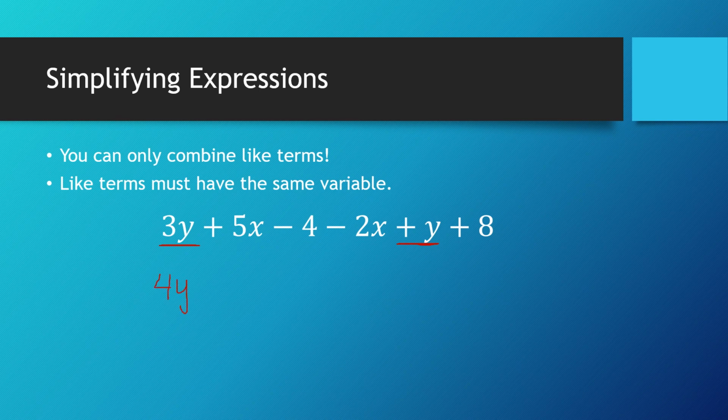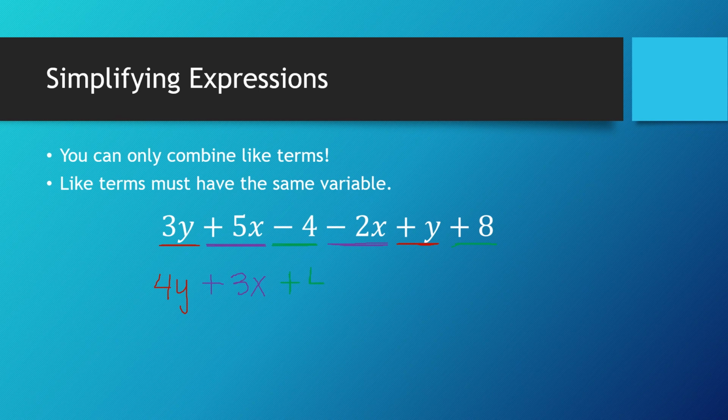And I'm going to move on to the next piece. Let's do the x's because that's what I see next. I see plus 5x and minus 2x. That would give me a total of positive 3x's. So I'm going to write plus 3x. And then the very last piece are my constants. I see a minus 4 and a plus 8. -4 plus 8 gives me positive 4. So I'm going to write plus 4.